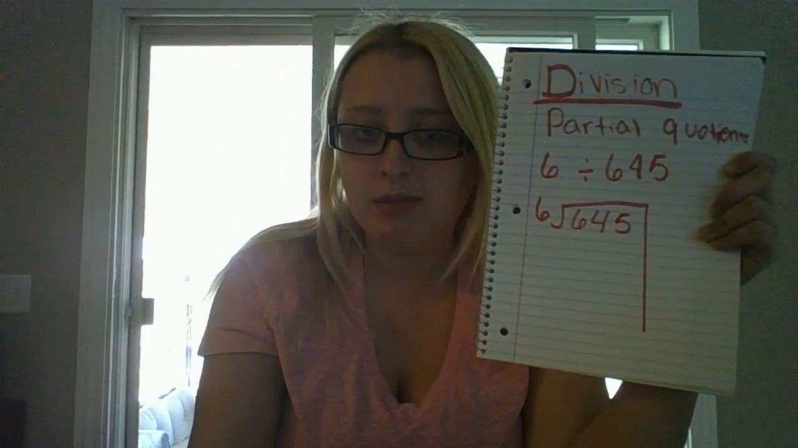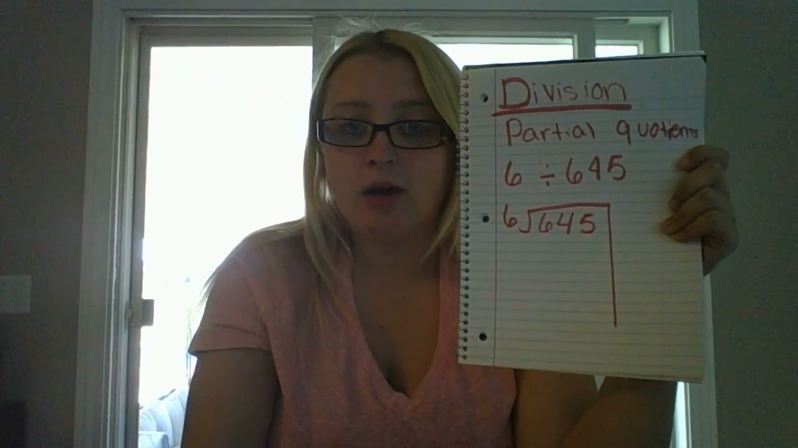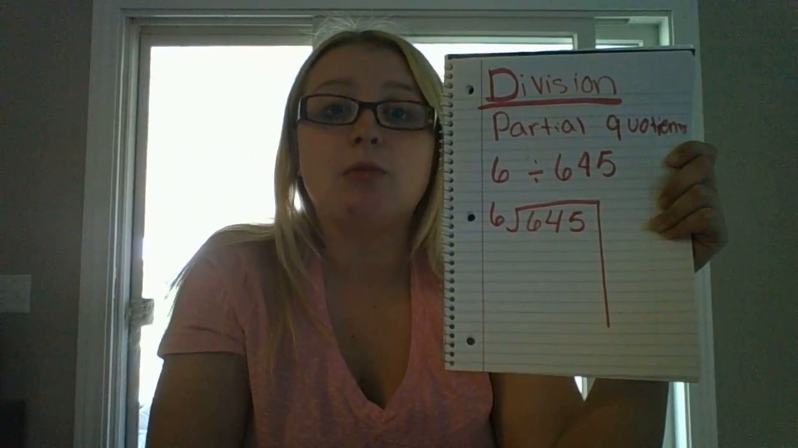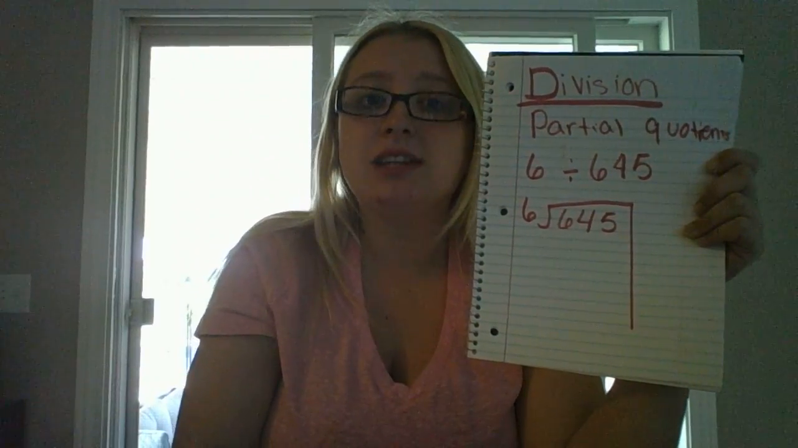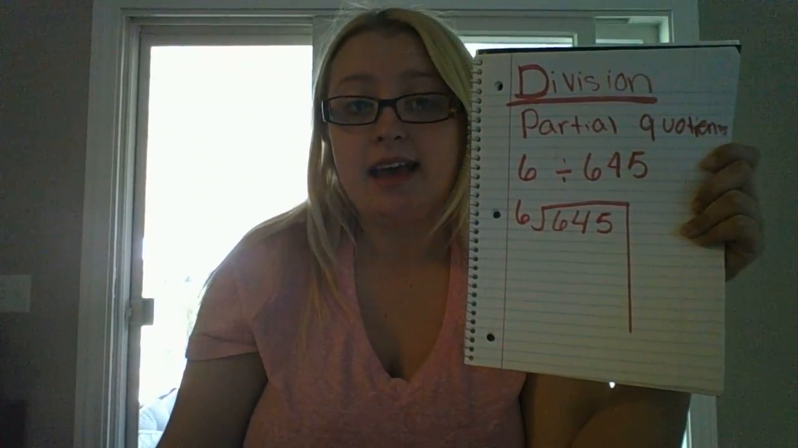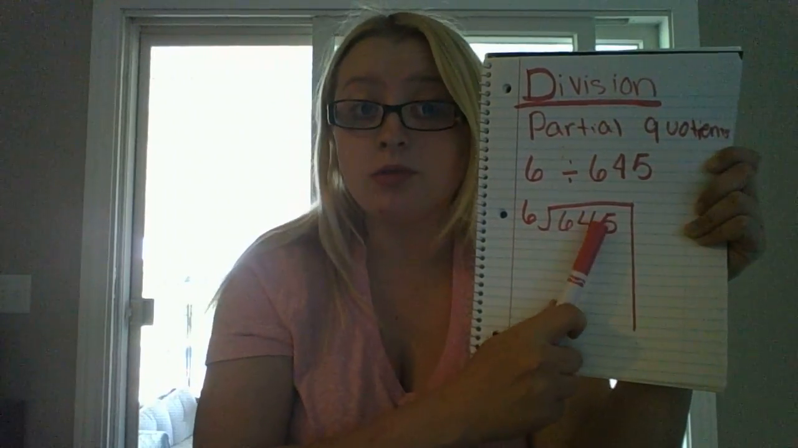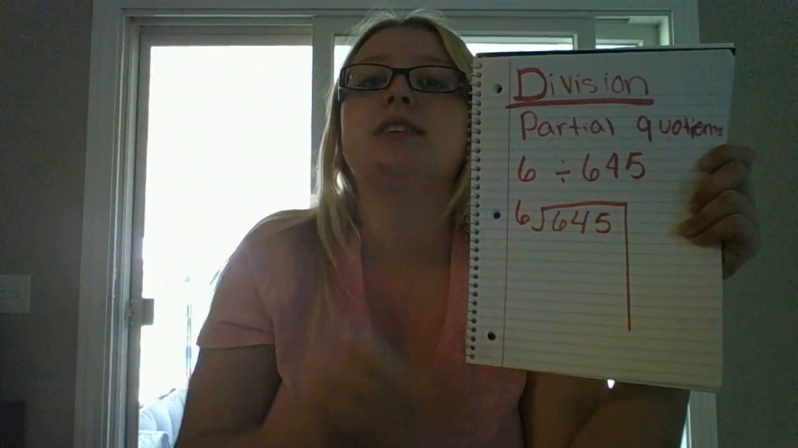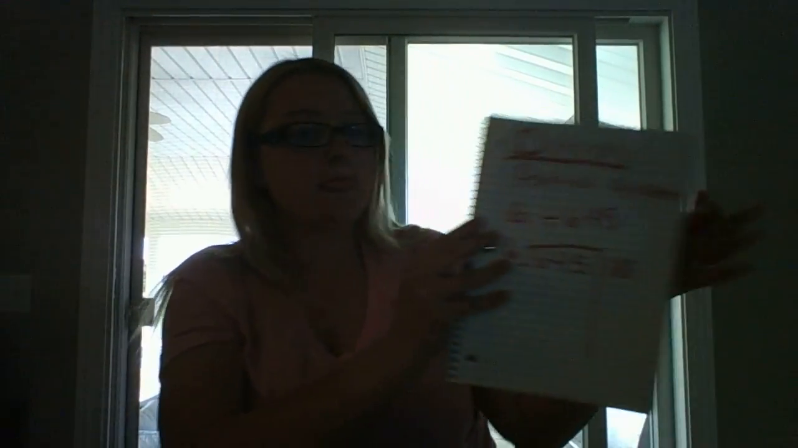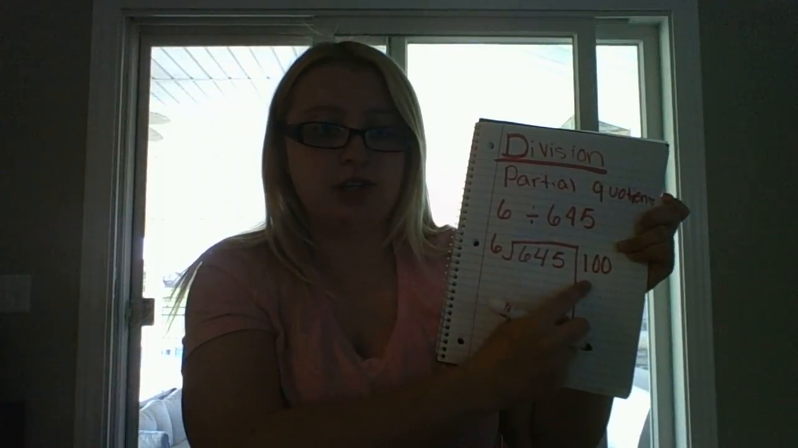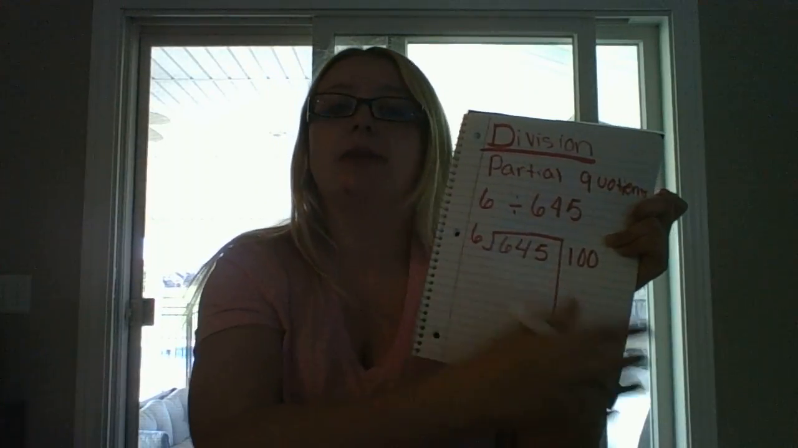But that's a hard problem. But we just have to think about the multiplication facts that we already know. So if I do 6 times 100, I know that that equals 600. And 600 goes into 645, so I could do 6 times 100 and get 600. So that's what I'm going to do. I'm going to take 6 and I'm going to write a 100 right here. 6 times 100 equals 600, so I'm going to write 600 under my 645.